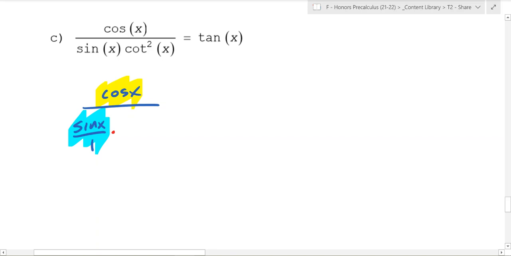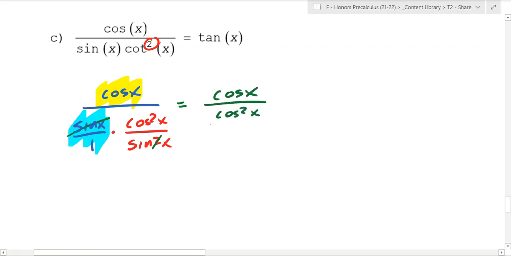Cotangent is defined as cosine over sine, so it's going to be cosine squared x over sine squared x because of this squared right here. Now, how do we multiply this? Well, we can simplify a little bit here, where we know that this sine right here can cancel with this. So you're left with cosine x on top, and then you have cosine squared x all over on the bottom. There's one sine x left. So you're left with, again, this cosine is that one, and there's one sine left after it cancels with that sine.